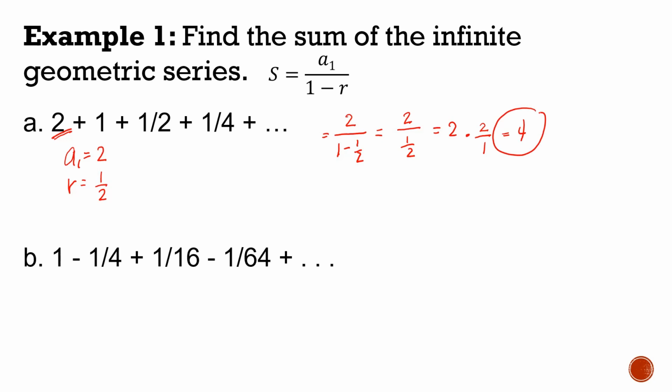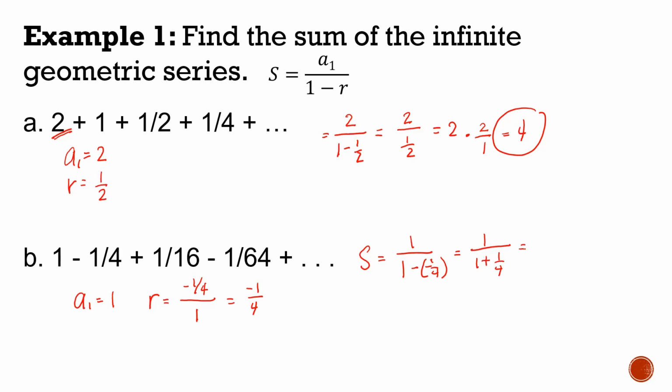Now let's go to letter B. A sub 1 is equal to 1. Our r, our common ratio, is -1/4 divided by 1, and that is obviously -1/4. Now using the formula, this is equal to 1 over 1 minus -1/4. So this will be equal to 1 over 1 plus 1/4.